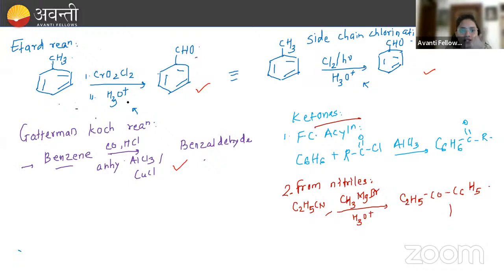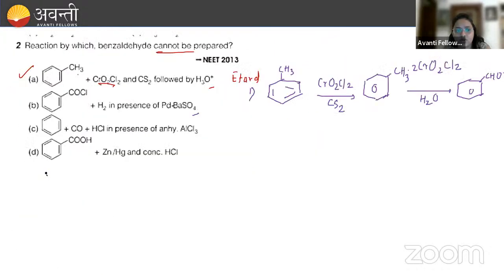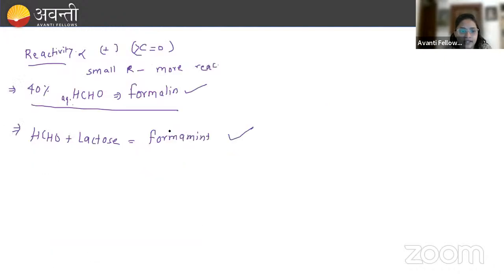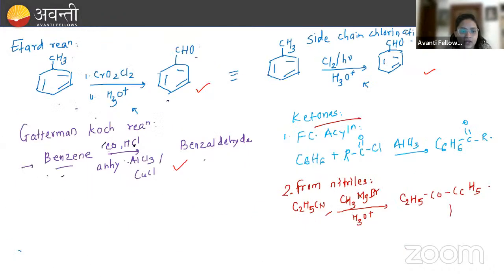What is happening in Etard? From this we are getting benzaldehyde, from toluene we get benzaldehyde here. Third option is what? I will show you the problem again. Okay, sorry. Third option is benzene reacting with CO plus HCl in presence of anhydrous AlCl3, right? So benzene plus CO, HCl in presence of anhydrous AlCl3. This is Gattermann-Koch reaction.